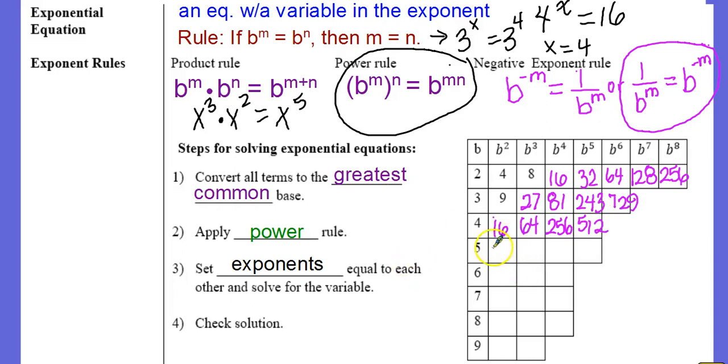Powers of 5. 5 squared is 25. Then 125. Then 625. Then 3125. All the powers of 5 end in 25.